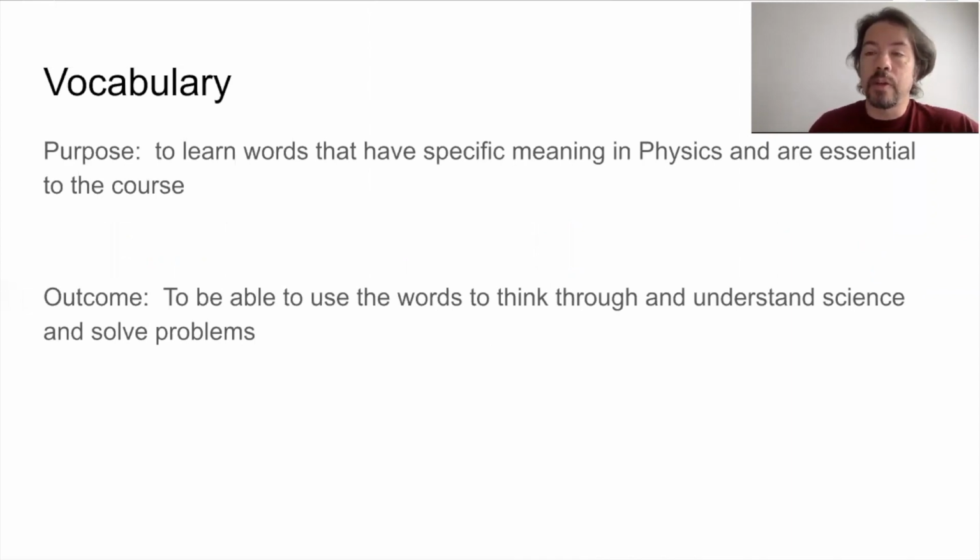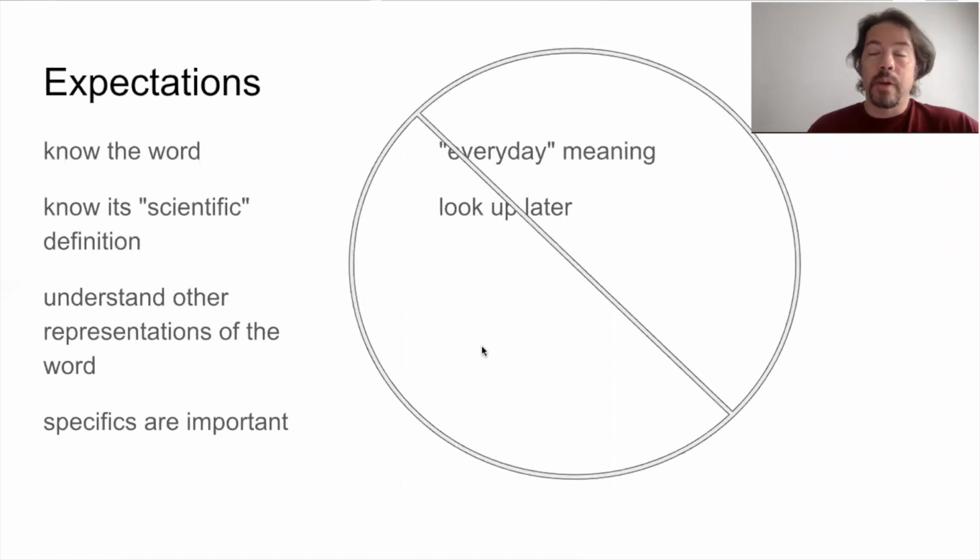The difficulty with vocabulary is knowing that there are words we use in everyday English, like speed and velocity, and oftentimes we think they mean the same thing, and they are not the same thing. And so the difference between those two words is very important. So your expectation is you got to know the word and you got to know its scientific definition. And you need to know those really without thinking about it. So if I tell you velocity and I tell you speed, you already know what the difference is and I don't have to explain it to you, okay? That's how well you need to know the words.